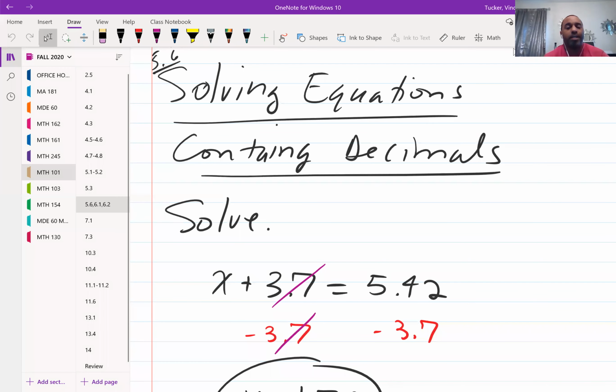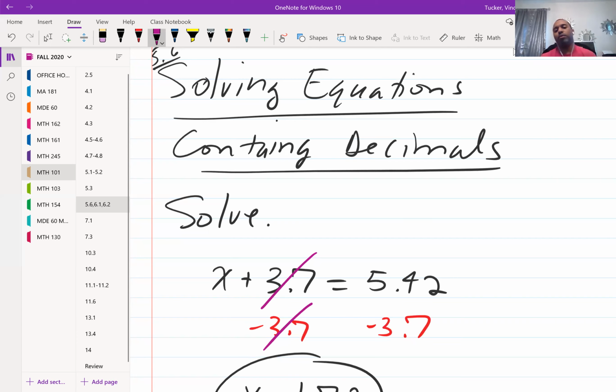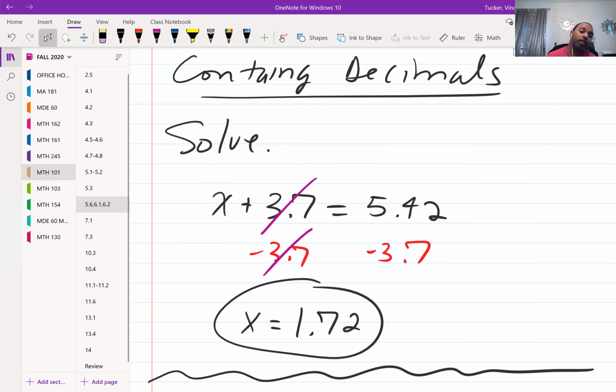Okay, so 5.6, the last section in chapter 5, solving equations containing decimals. So the first problem is x plus 3.7 equal to 5.42. If you want to solve for x, all we would do is subtract 3.7 from both sides of the equation. 3.7 cancels on the left. Then on the right, 5.42 minus 3.7 is 1.72.